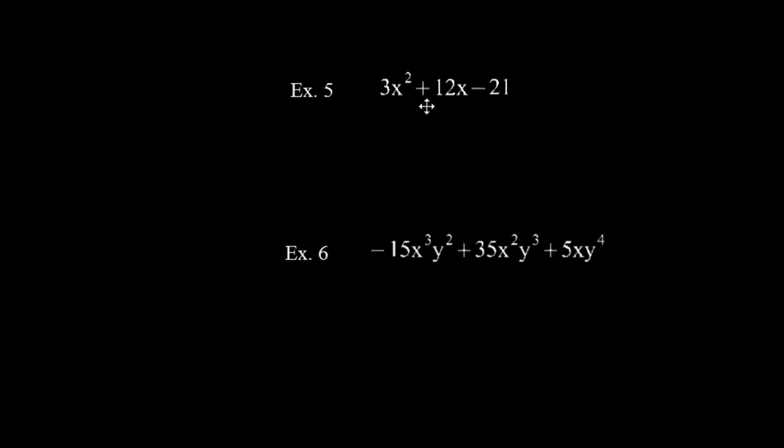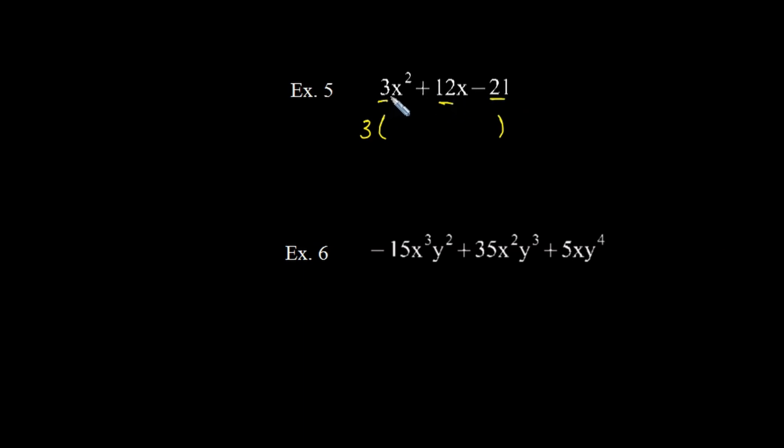In example 5, we are dealing with a trinomial, so there are 3 terms: 3x squared plus 12x minus 21. And all 3 coefficients are divisible by 3. So we'll write that 3 out, and then we'll divide all the coefficients by 3. We do not have a variable as part of our GCF in this problem because there are no variables in the last term, so we can rule that out. And I chose 3 here, a little trick that we always want to look at.